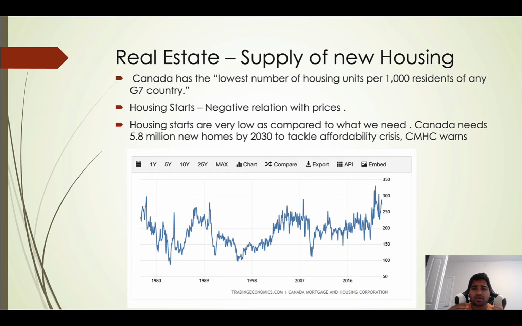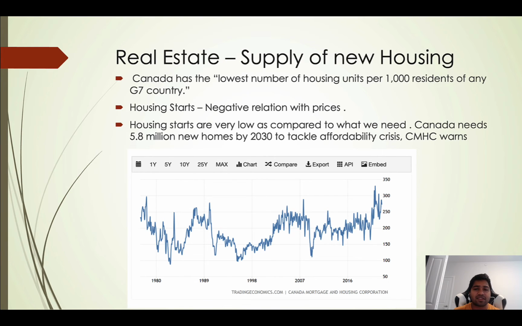So the first major thing that impacts the real estate price in Canada is the supply side, that is the supply of new housing. There is something called housing starts. So what is a housing start? Housing start is the number of new constructions that are started in Canada every year. Now, Canada has the lowest number of housing units per 1,000 residents of any G7 country. So the housing that we construct and the housing that we have is not enough for our people. So housing starts have a negative relation with prices.